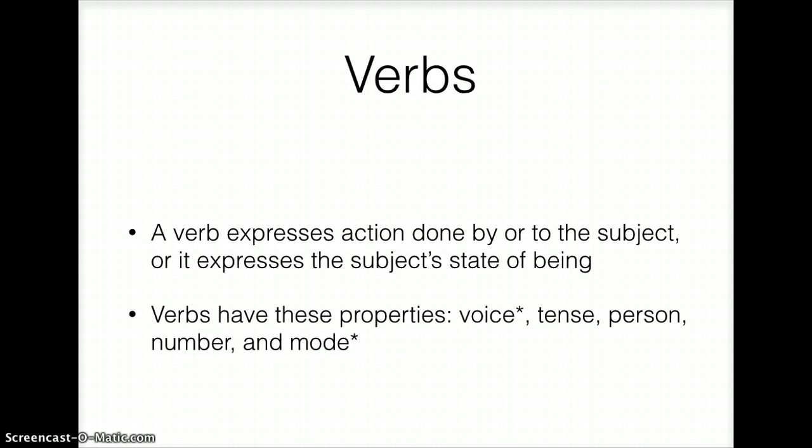So let's just start out with a reminder of what a verb is. A verb expresses action done by or to the subject, or it expresses the subject's state of being. Verbs have the following 5 properties: voice, tense, person, number, and mode. Notice that there are stars beside voice and mode. These are ones that we're not really going to get into. These are a lot more detailed and intensive than the other ones, so our main focus is going to be on tense, person, and number.